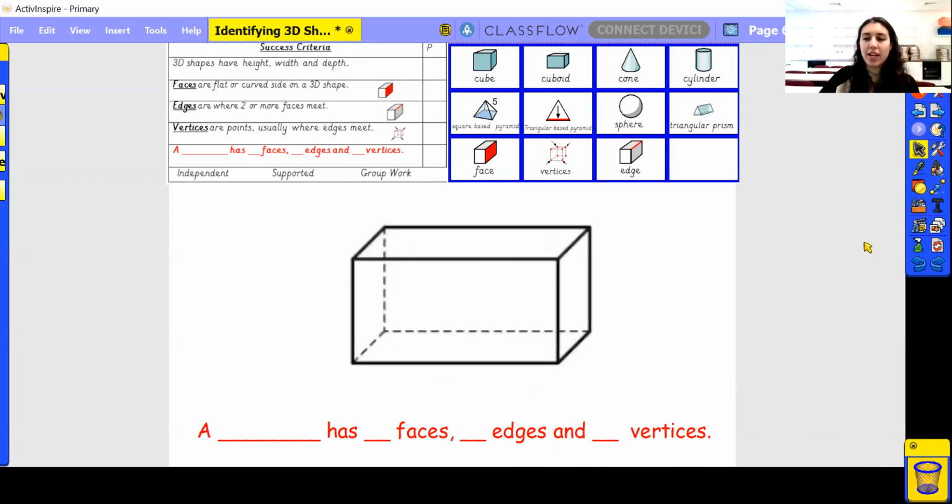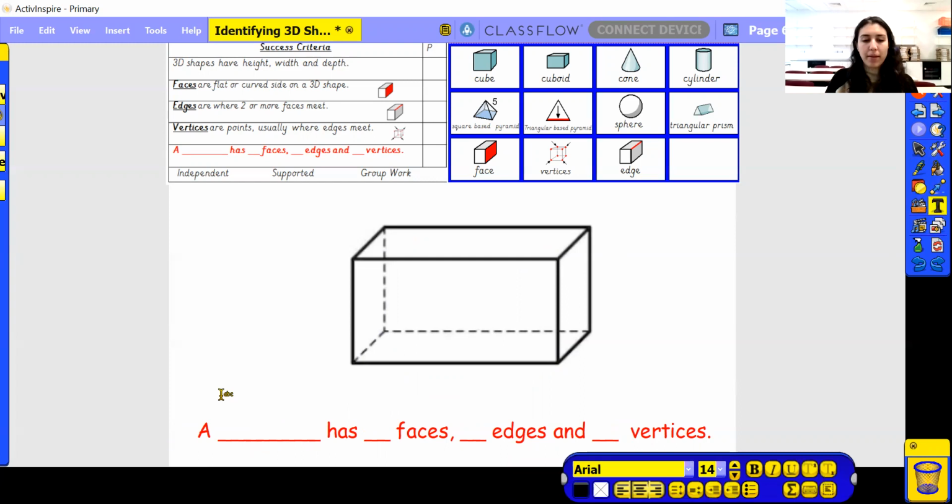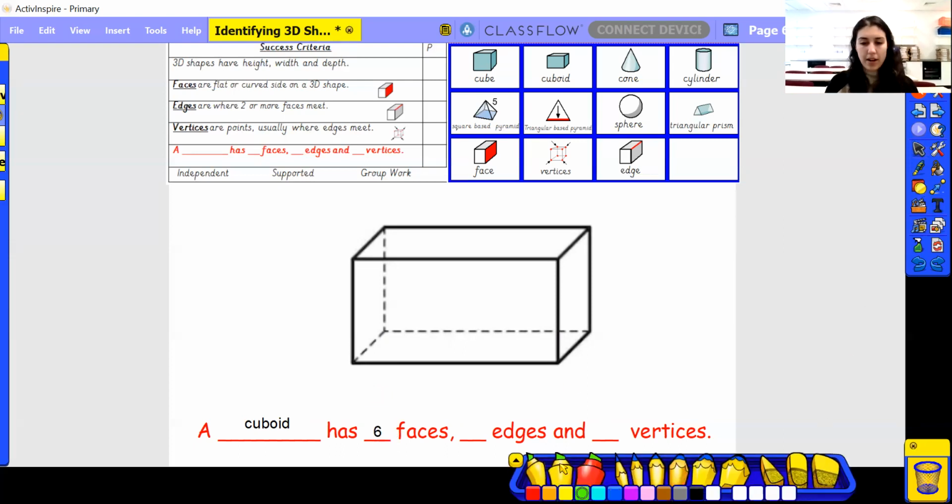Okay, let's move on to this shape then. Can you find what this shape is called from the word map? Well done if you said it is a cuboid. So a cuboid has, this is my cuboid here. A cuboid has, let's have a look then. Count the faces first. 1, 2, 3, 4, 5, 6. 6 faces. Let's see if we can show that on our shape, on our drawing.